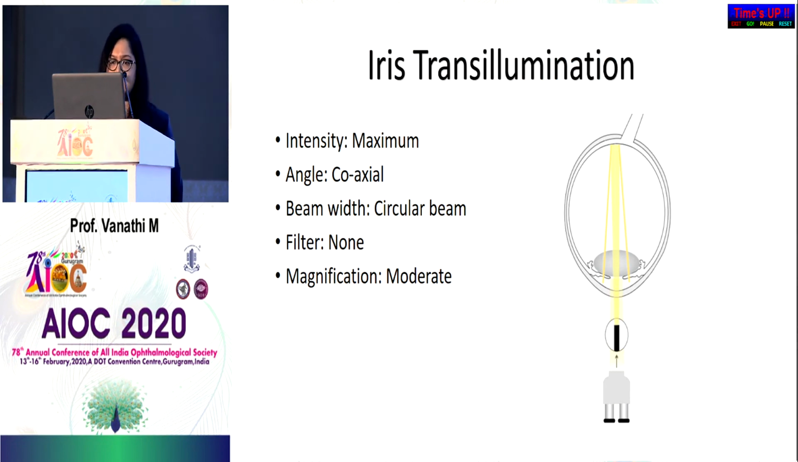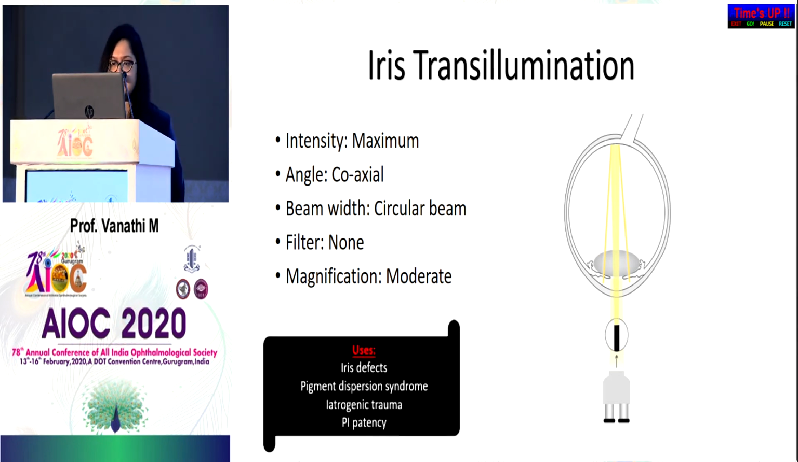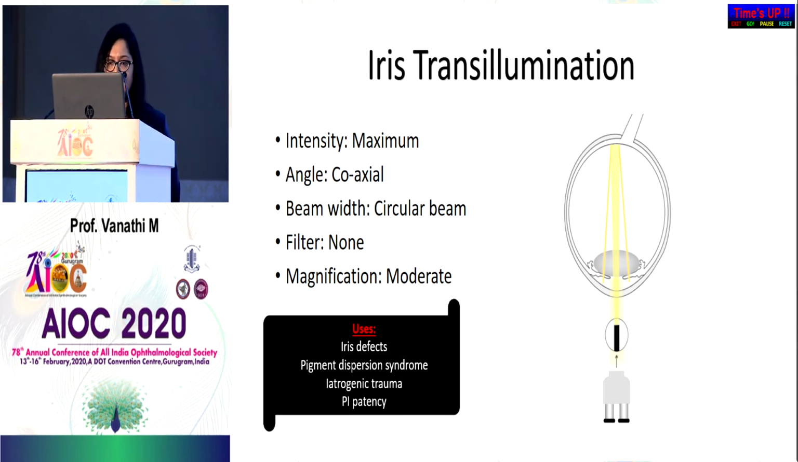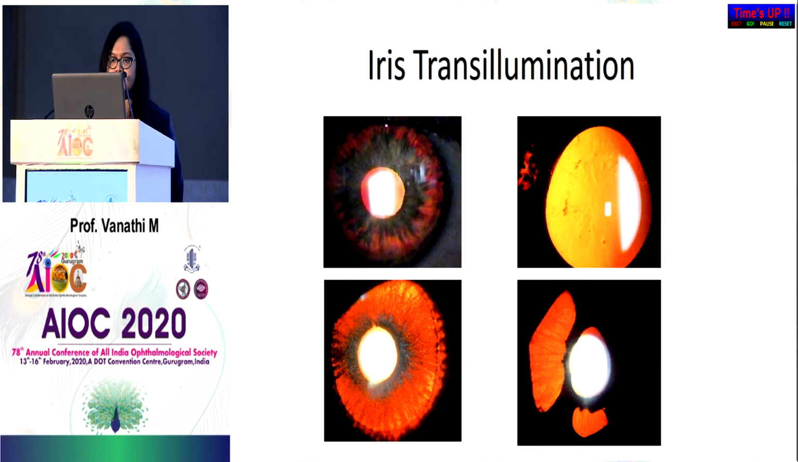Coming to iris transillumination. Here the pupil is not dilated; we are examining an undilated pupil. Intensity is kept maximum and angle is coaxial. In the same axis you have to align your observation piece. Beam width is a circular beam and no filter is used. Magnification is kept moderate, and here you can examine the iris defects, pigment dispersion syndrome, iatrogenic trauma, and PI patency can also be examined. So can someone tell what are the findings?